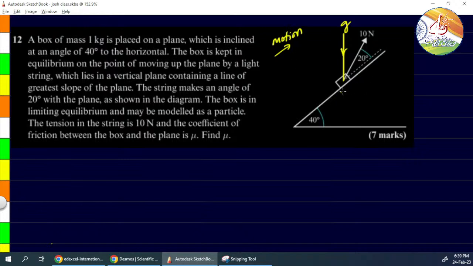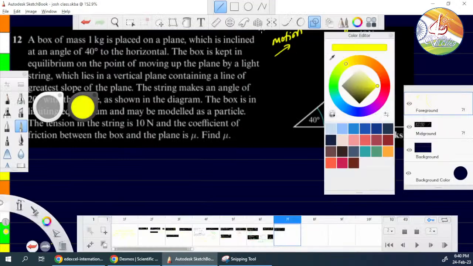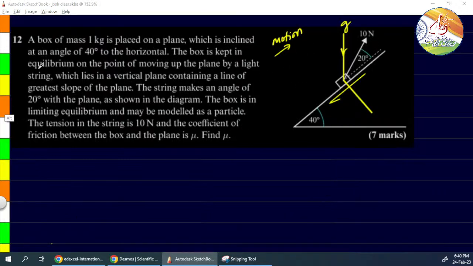So tension will be in what direction? Tension will be in downward direction, right? Then normal reaction will be like this. Any other force acting? Tension is 10. That's it. So find mu, he is telling. You have to find the value of mu.